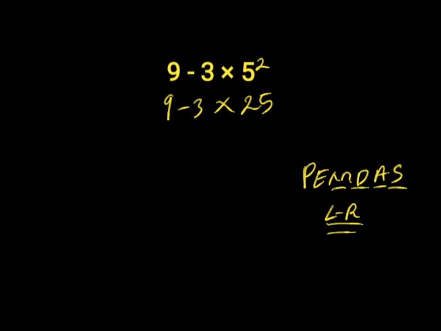3 times 25 will give us 75. Then we have 9 minus 75. 9 minus 75 will give us negative 66. Negative 66 is the right answer to this question.